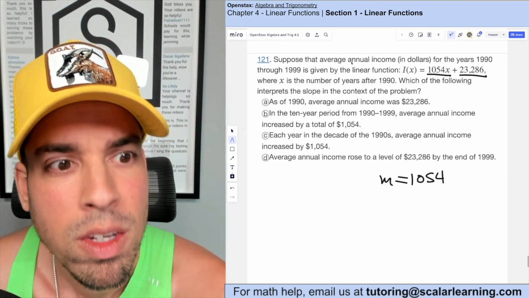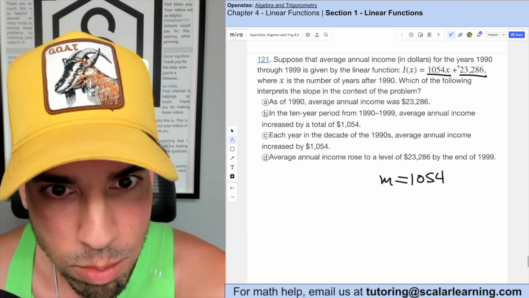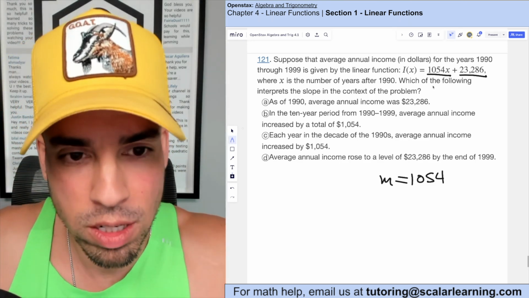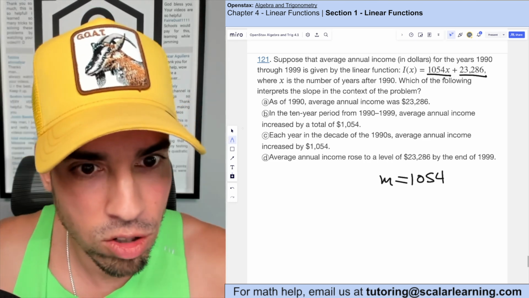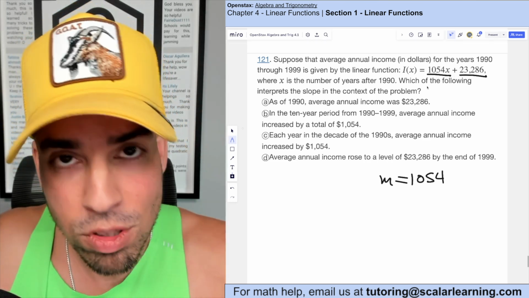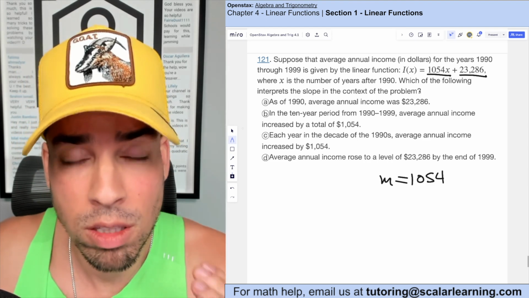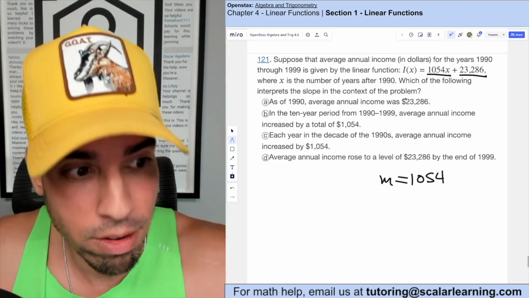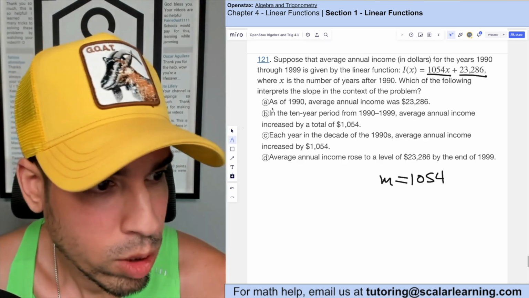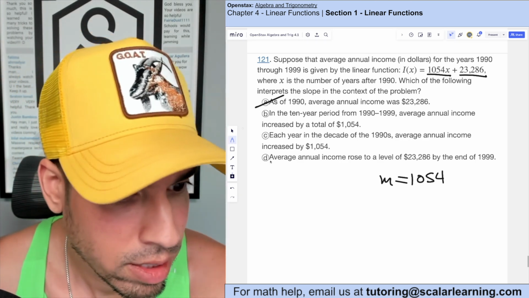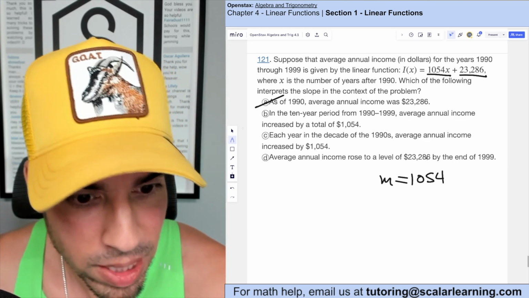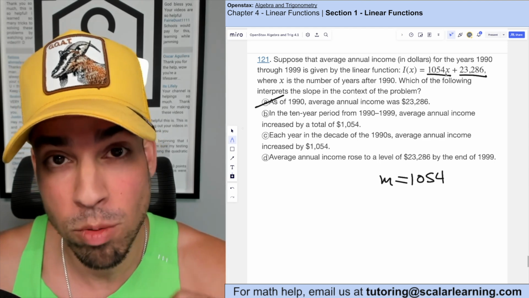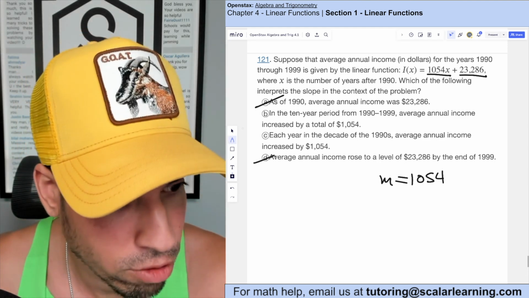And by the way, this is average annual income. So this is changes in income per unit of x, and x is in years. So what this looks like, since it's a positive slope, it looks like the average annual income is going up by $1,054 each and every year. So A is dealing with the y-intercept, so that's out, and D has this y-intercept again, which actually wouldn't be the end of 1999. That's when x is 0, meaning in 1990, that's the average annual income.